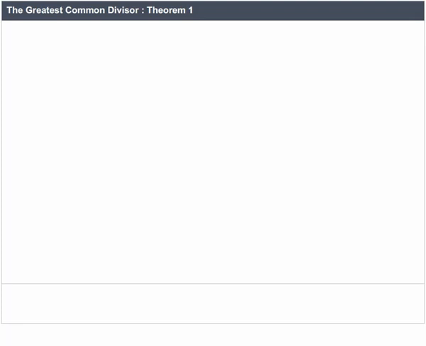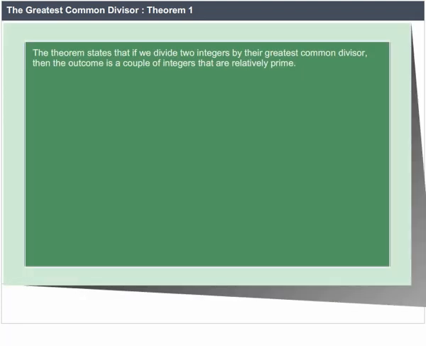The greatest common divisor. Theorem 1. The theorem states that if we divide two integers by their greatest common divisor, then the outcome is a couple of integers that are relatively prime. If (a, b) equals d, then (a/d, b/d) equals 1.